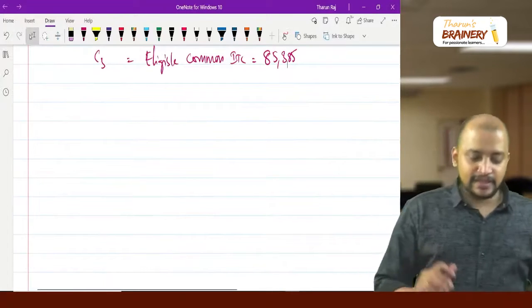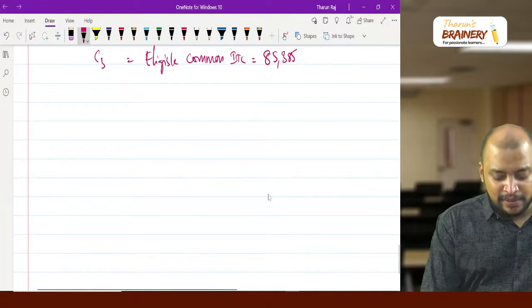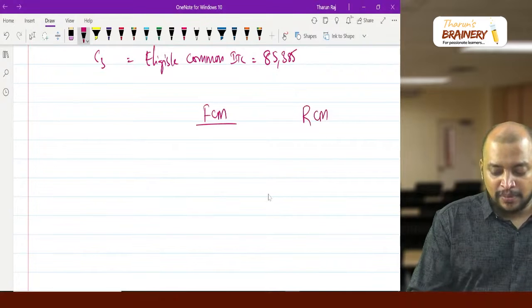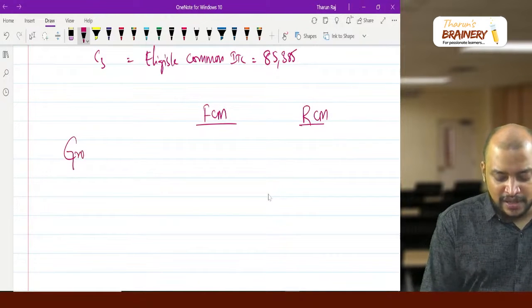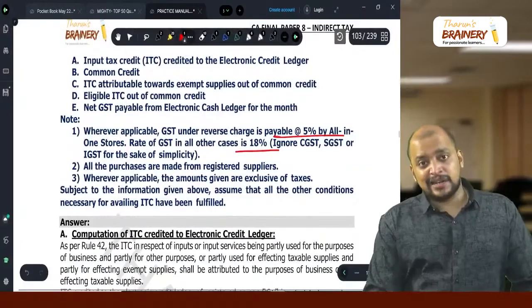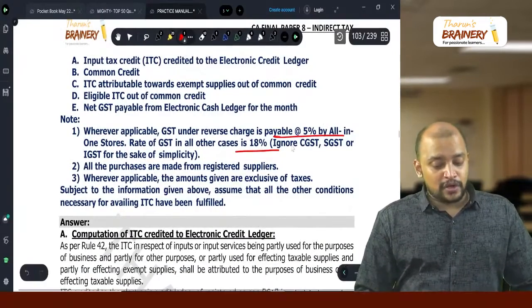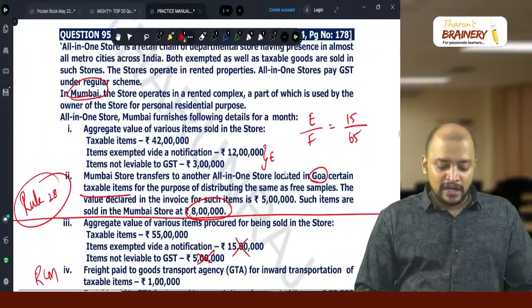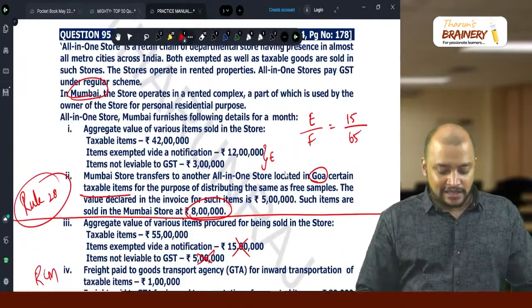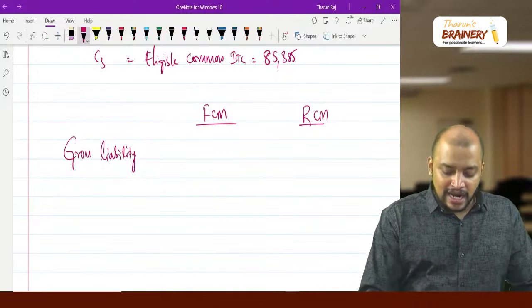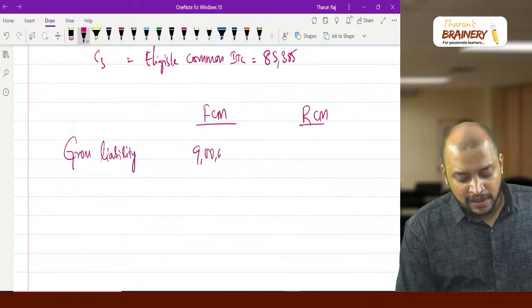Now the last part of this question: net GST payable from electronic cash ledger. First, what is the gross liability? We have FCM liability and RCM liability. First see the turnover. What is the taxable turnover? The taxable turnover will be 42 plus 8, 50 lakhs. 50 lakhs into 18%, 9 lakhs will be the FCM liability.